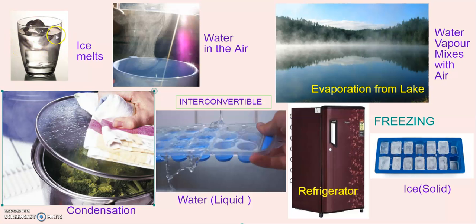Here we can see how water changes from one state to another. As we know, water is a liquid. When we place it in a refrigerator, it becomes ice. Take a small piece of ice and put it in this glass tumbler. Here we can observe the ice melts after some time and it becomes water.